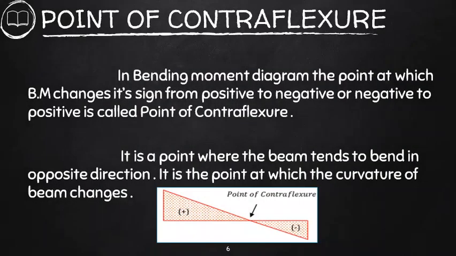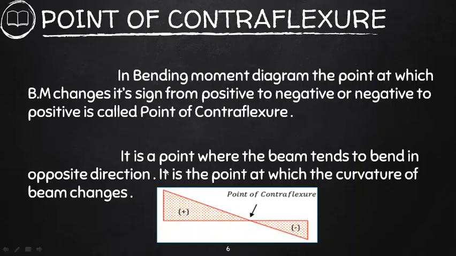Now, when you go for numerical solving, there is a word called contraflexure in bending moment. So what is the point of contraflexure? In a bending moment diagram, the point at which bending moment changes its sign from positive to negative or negative to positive is called the point of contraflexure. When you solve the problem, you get a bending moment diagram like this. Here, this is the point where bending moment changes its sign from positive to negative. That point is the point of contraflexure.